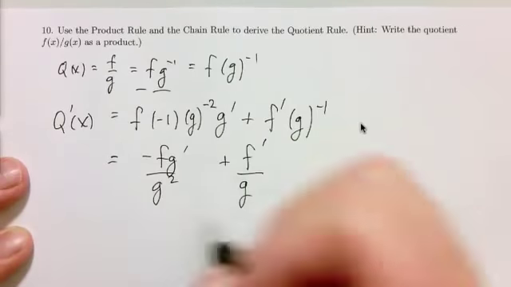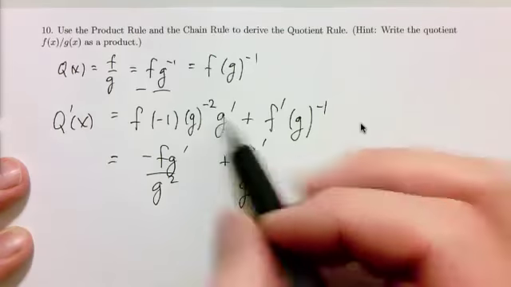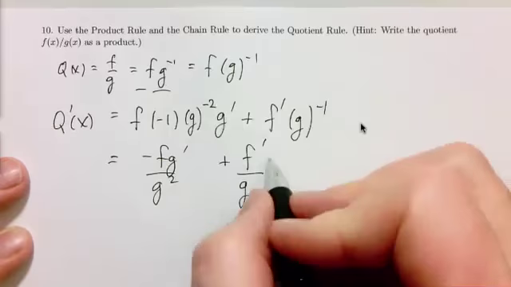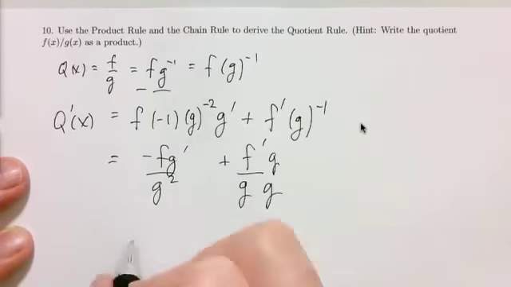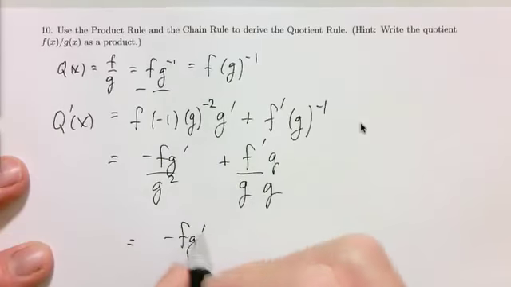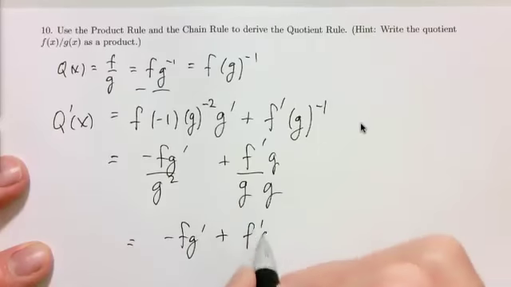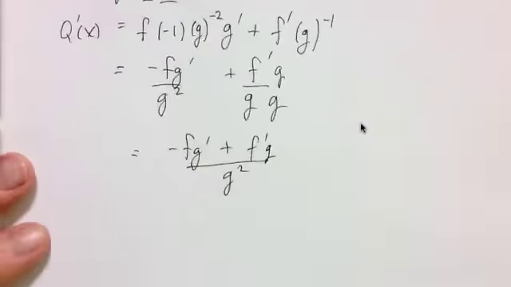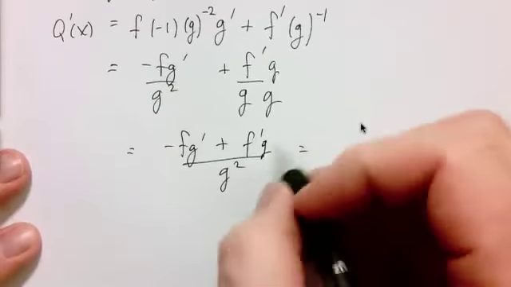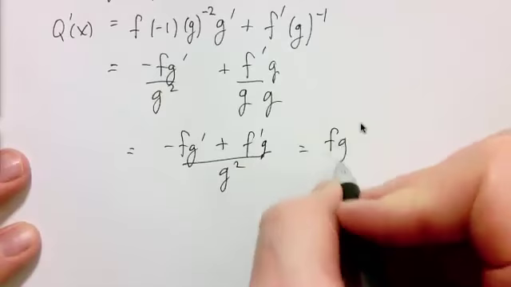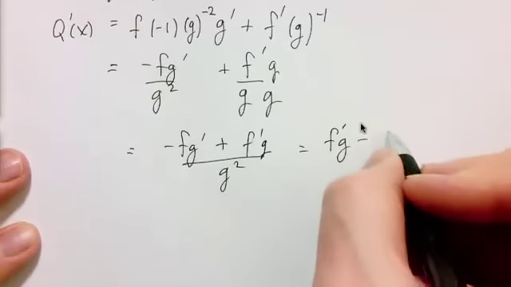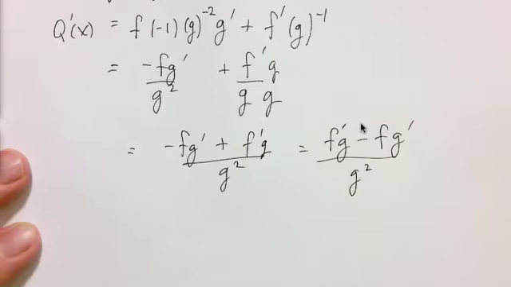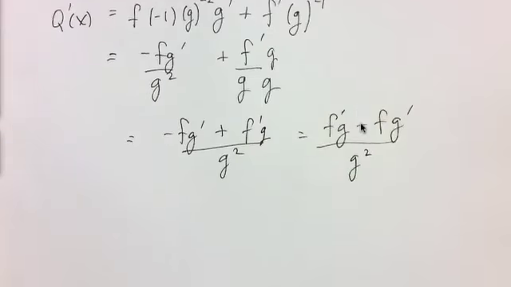Right. This doesn't yet look like the quotient rule. All I've done so far is taken and moved the things with negative exponents into the denominator. But if I get a common denominator here, that's dangerously close to the quotient rule. Quotient rule is customarily written the other way around. Doesn't really matter. There we go. There's the quotient rule. All right, last problem.